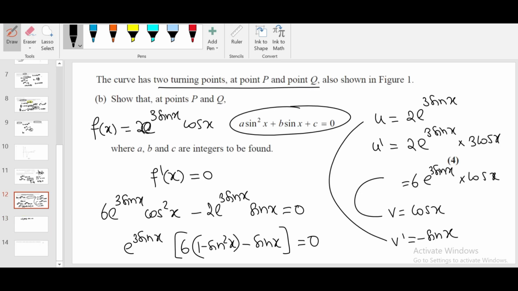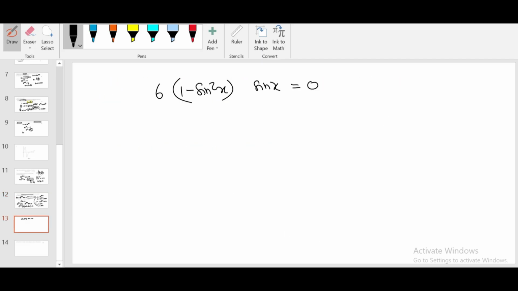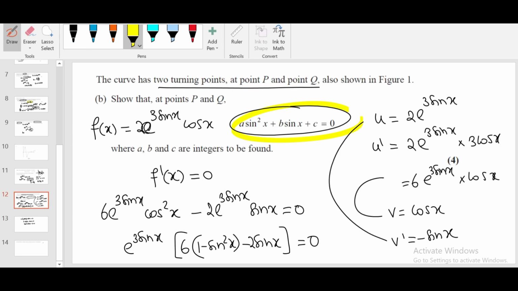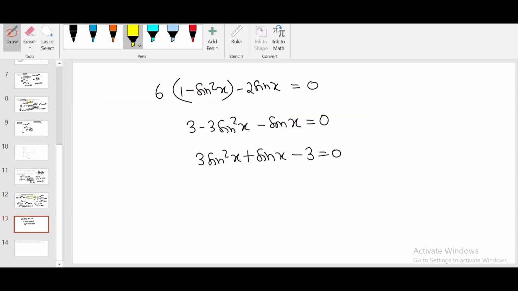I think there was a minus 2 sine x. Minus 2 sine x. You can divide throughout by 2. You'll get 3 minus 3 sine square x minus sine x is 0. Or multiply throughout by negative 1: 3 sine square x plus sine x minus 3 is 0. They want us to prove this equation. A, B, C. A is equal to 3. B is the coefficient of sine x. C is negative 3. That's all.